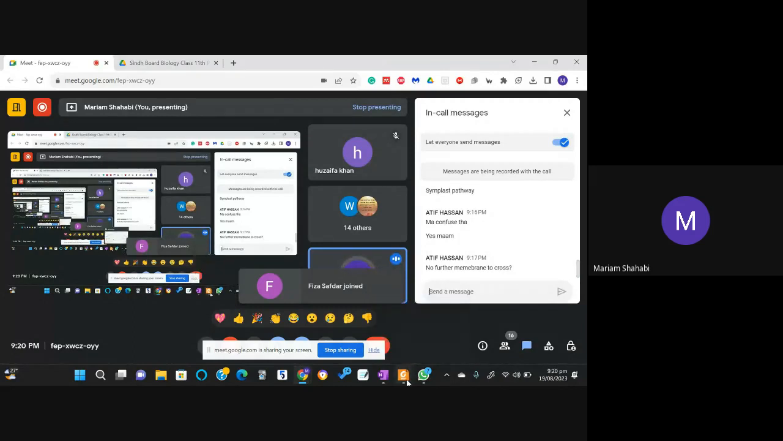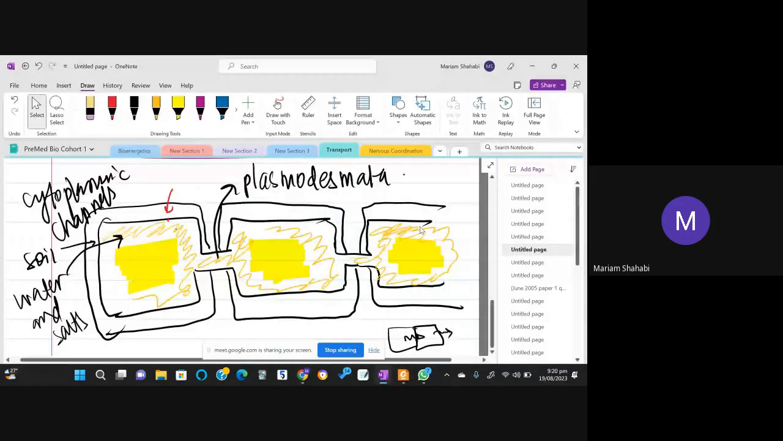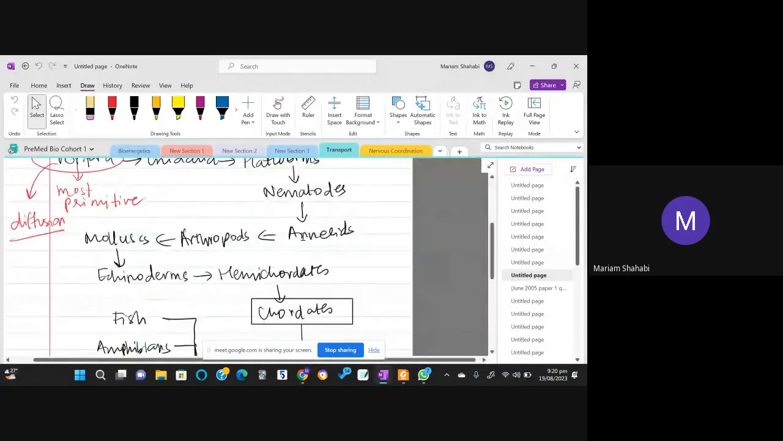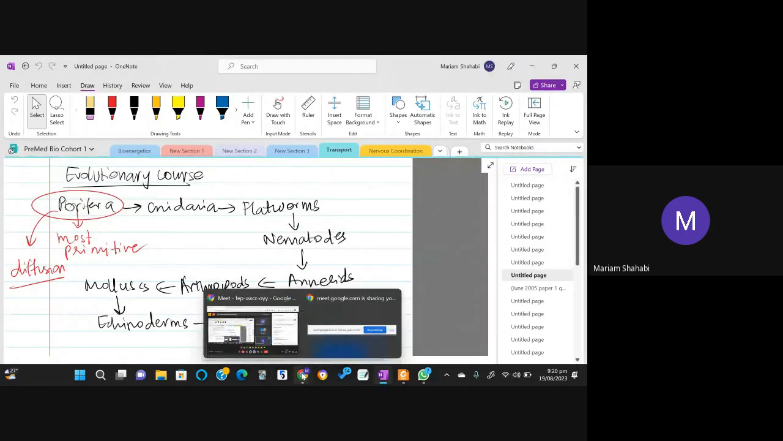I think plant transport cover हो गया है, as far as I had prepared this. Let's move on to animal transport.